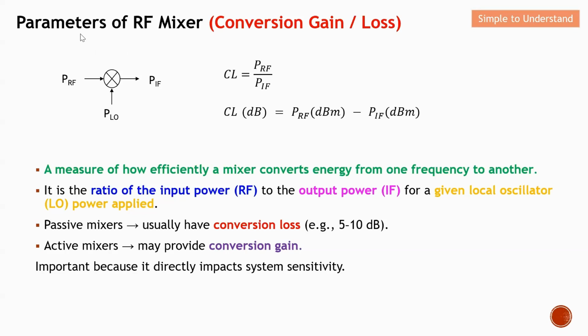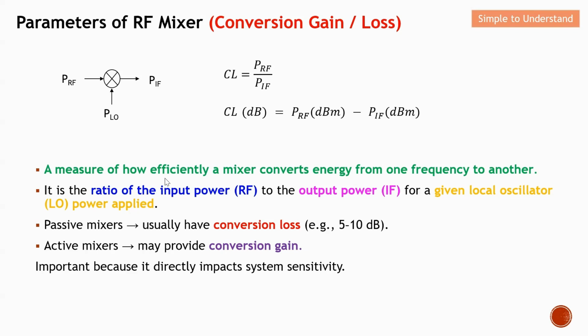Let me explain the first parameter of RF mixer, which is the conversion gain or the conversion loss. It depends on whether after the conversion it will be a gain or a loss. So hence, either conversion gain or conversion loss. Let's take a look at this symbol of RF mixer in order to understand better. As I explained earlier on, conversion is basically how efficiently a mixer converts the energy from this frequency to the other port at the other frequency. So this is a quick definition.